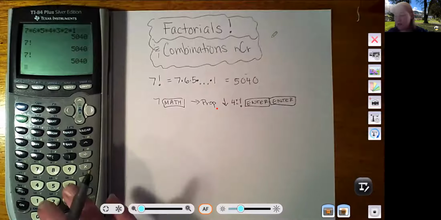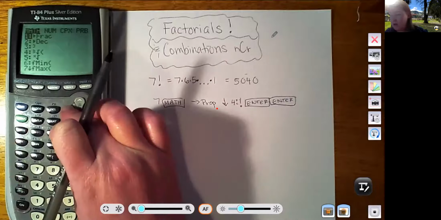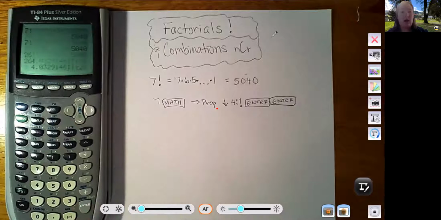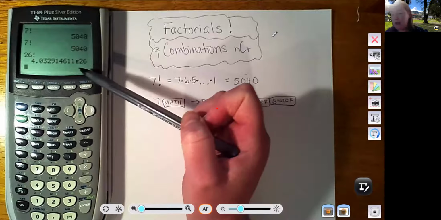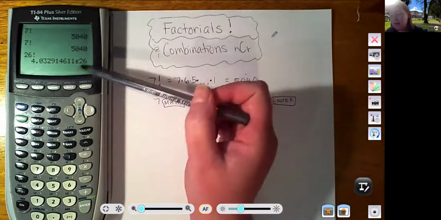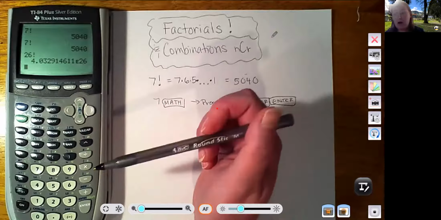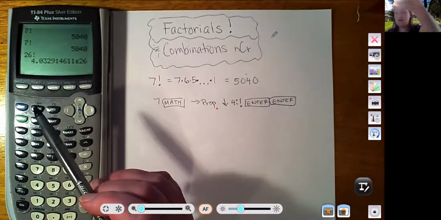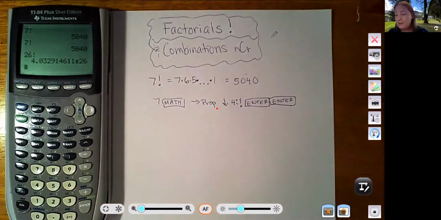We could take something like 26 and go to Math, over to Probability, and down to Factorial, and hit Enter. You would see that it gives you a very large number. E26 means this number times 10 to the 26th power, which means you'd be moving your decimal over 26 spaces. So a very large number.